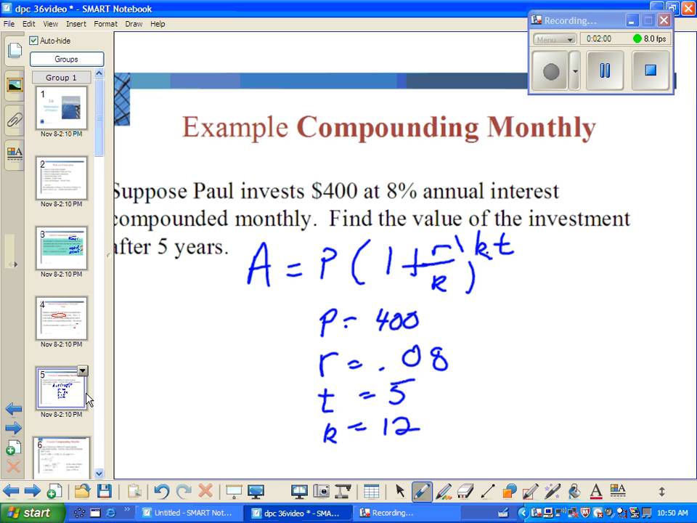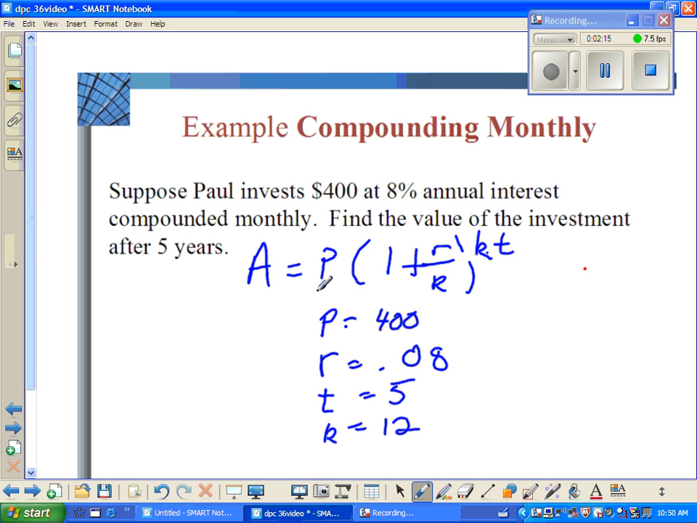Suppose Paul invests $400 at 8% annual interest compounded monthly. Let's find the value of the investment after 5 years. Well, if we take a look at this problem, you'll notice that that's the formula we're going to use. A is equal to P times 1 plus R over K raised to the KT power. P would be 400. R is 0.08. That's our rate. K is 12. That's compounded monthly, 12 times a year. And our T would be 5.